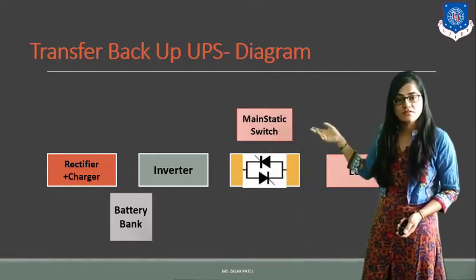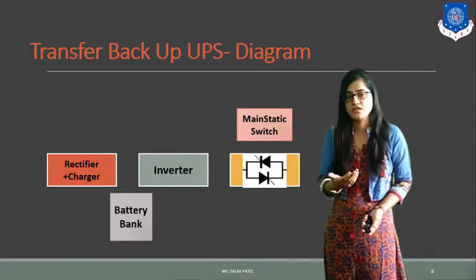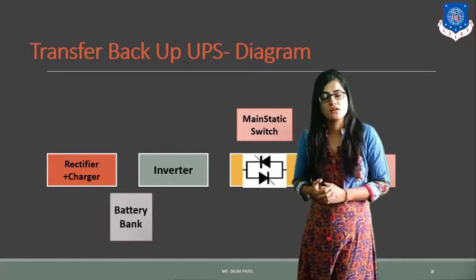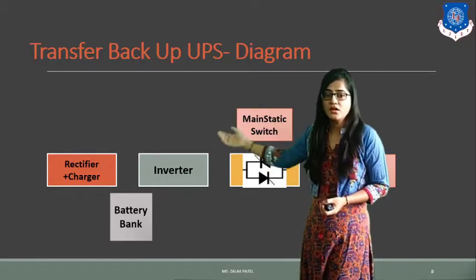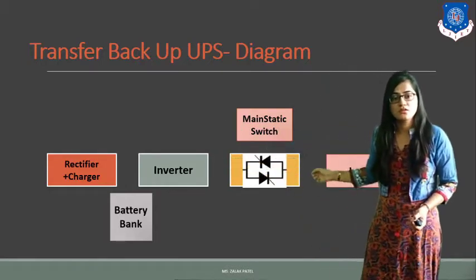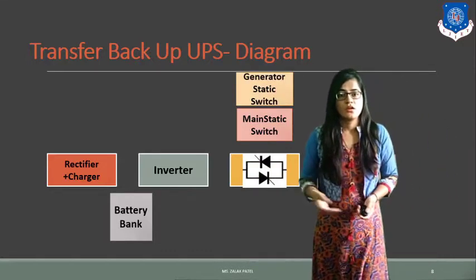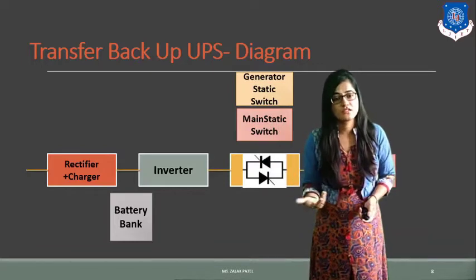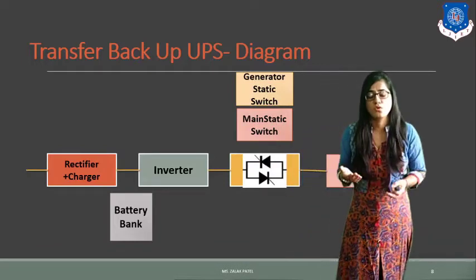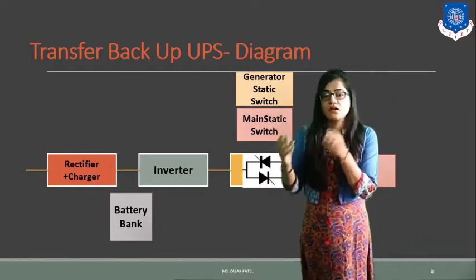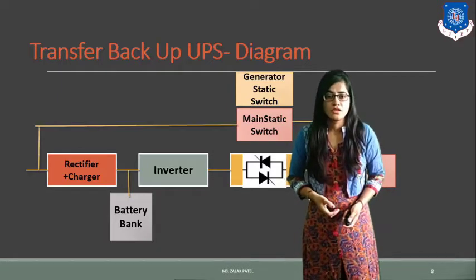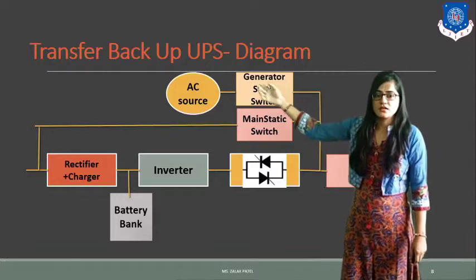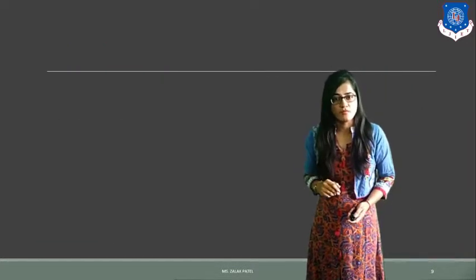Again, the main static switch is also there. The main static switch is normally on first, and then if the UPS supply also fails, it will be connected through the static path. Here again the generator and static switches are connected. Generator and static switches are there, so we can say that the AC generator should be there. Here the path will be like this: generator static switch with AC source.